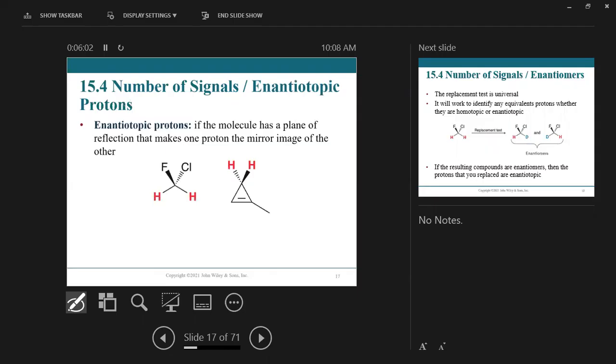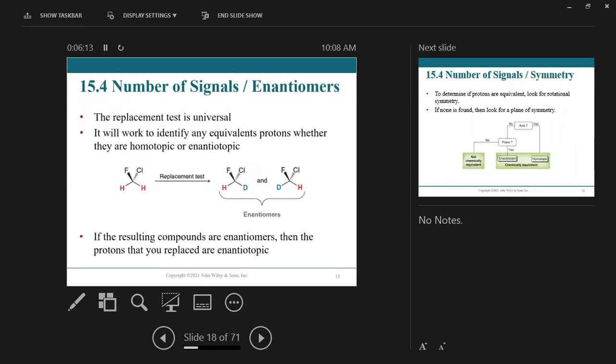Enantiotopic protons: the molecule has a plane of symmetry. If the molecule has a plane of reflection, that makes one proton the mirror image of the other. So the replacement test is universal. It will work to identify any equivalent protons, whether they are homotopic or enantiotopic. The resulting compounds are enantiomers, and the protons that you replace are enantiotopic. You can see we have enantiomers right here. We have that mirror plane.